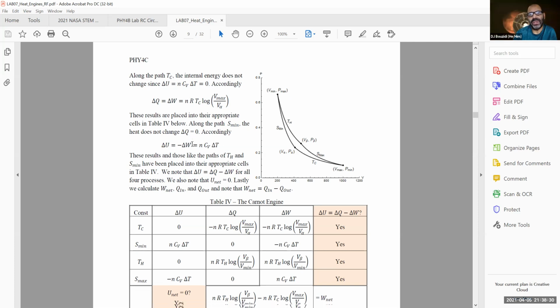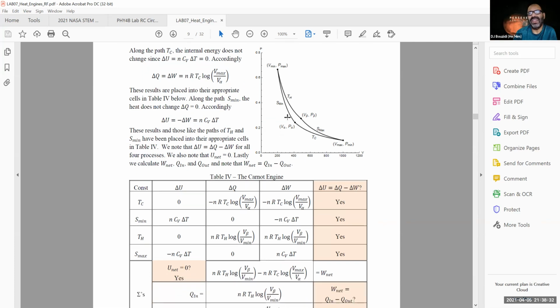And if we follow the calculations, this is the story. In the first stage, the temperature doesn't change, so delta U is 0. In the second stage, there is an expansion from V beta to V max, and there is a change in temperature from T hot to T cold.